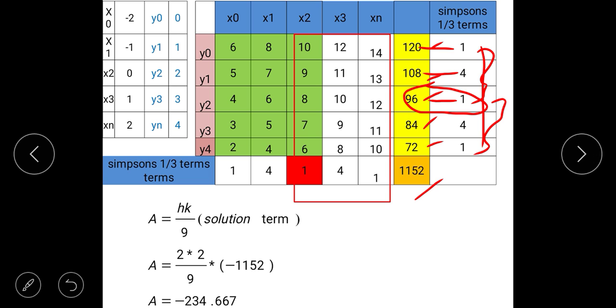Then you can apply the same formula. Instead of hk by 4, here I am using hk by 9 into solution term. The solution term will come from this table. We will get 2 into 2 upon 9. Final answer is minus 234.667.